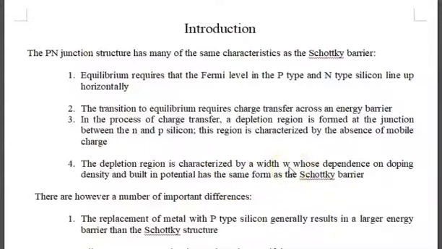So why do we even study it, if it looks like the same thing? Well, not quite. There are some important differences. When we place the metal with p-type silicon, we generally are going to have a larger energy barrier than the Schottky, because there are two barriers now. In the Schottky we had one. For example, if it was just an N-type rectifying Schottky, we had just one barrier.